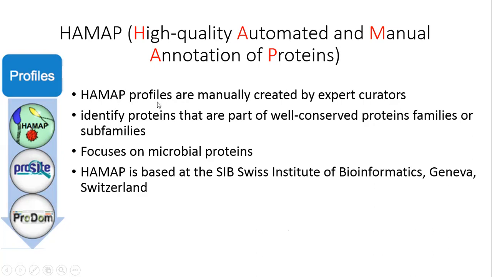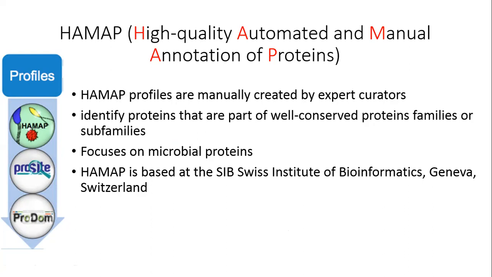Okay, so these HAMAP profiles are manually created by expert curators. They identify the proteins that are part of well-conserved protein families or subfamilies. And the major focus of HAMAP is on microbial proteins, in contrast with the previous two profile construction methods we have talked about, that is ProSite and ProDom.